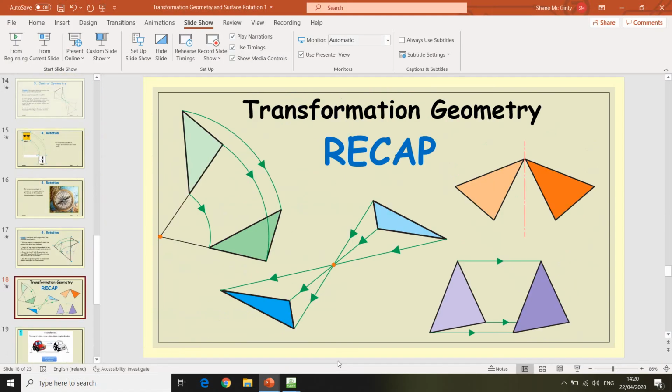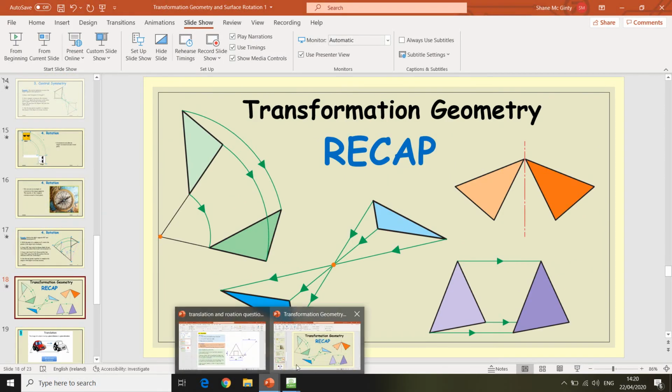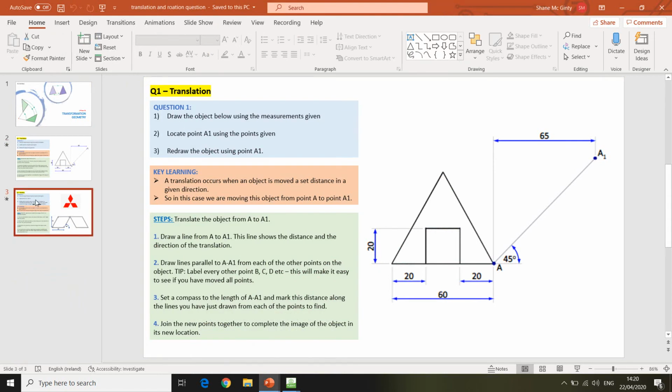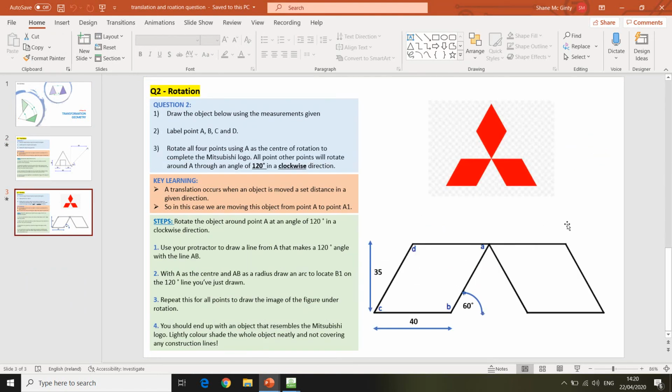Now, our question on rotation for this week is this question here. So it's based on the Mitsubishi logo. Okay. So all your measurements are here to set it up. So the base is 40. So obviously this base is going to be 40. The angle in here is 60 degrees. So this angle is going to come up at 60, and this one's going to come up at 60.